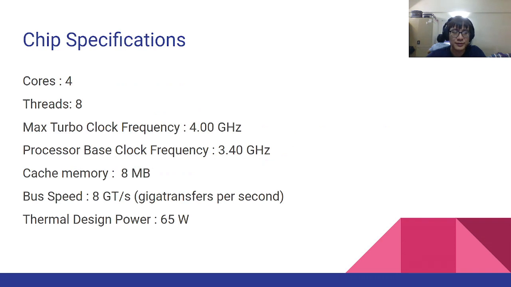For the chip specification, this chip consists of 4 cores and 8 threads. The max turbo clock frequency is 4 GHz, and the processor base clock frequency is 3.4 GHz. The cache memory of this processor is 8 megabytes. The bus speed is 8 giga transfers per second, and the thermal design power is 65 watts.